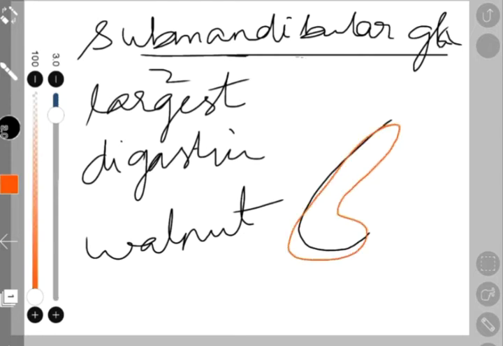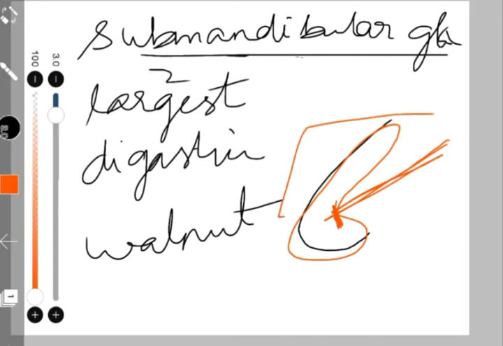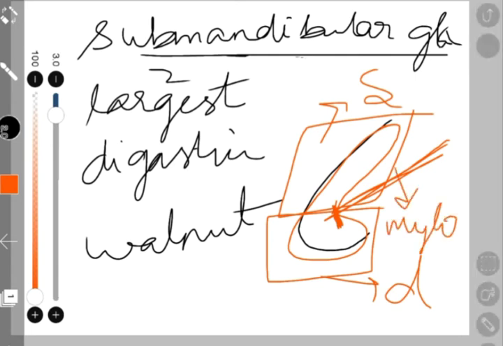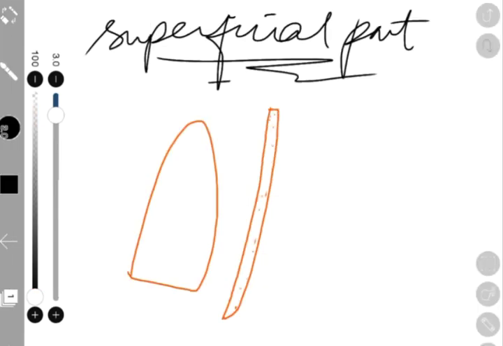It is J-shaped, and the mylohyoid muscle runs like this, indenting the border of the gland. Therefore, this mylohyoid muscle divides the gland into a larger part and a smaller part. The larger part is the superficial part and the smaller part is the deeper part. We will first know in detail about the superficial part of the gland.